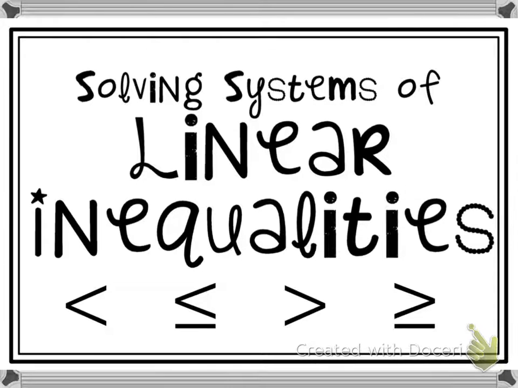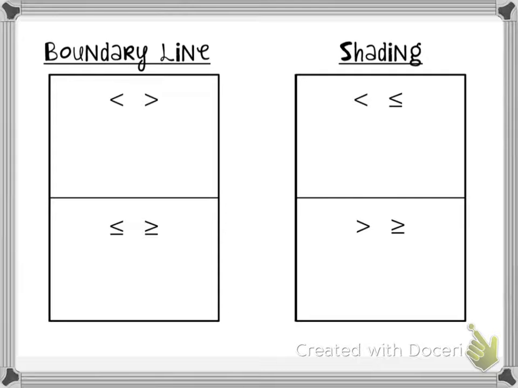Let's look at solving systems of linear inequalities. So we have to remember some things in graphing inequalities. One thing is to remember the boundary line. If we have less than and greater than, we have to remember those signs. This means that it is a dashed boundary line, because we cannot include those numbers as solutions.